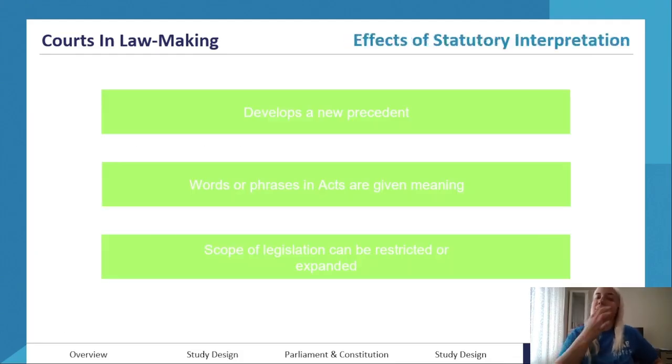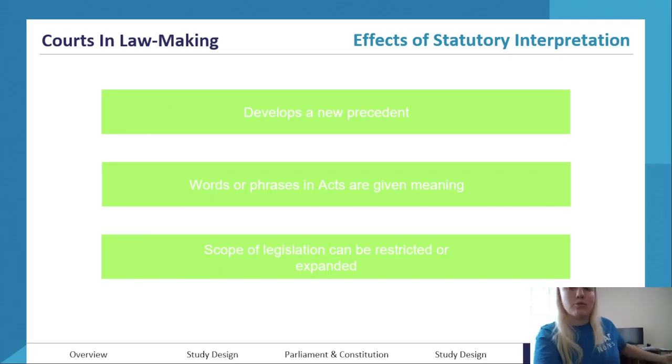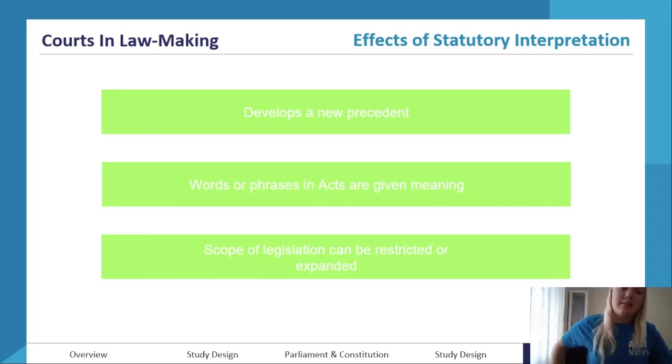Now, you also need to know the effects of statutory interpretation. You do need to read up a little bit more on these, but I'll just explain them as we go. So the effects include developing a new precedent. So obviously, we talked about this, that if an act is lacking or something is missing or there is no existing act for a judge to follow, of course, in that instance, that fulfills that criteria for creating common law.